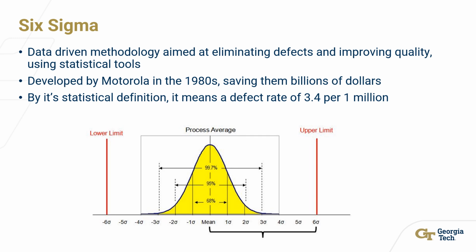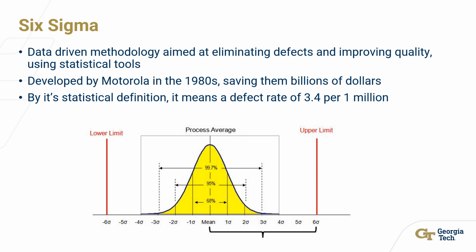The next topic is Six Sigma. This is a data-driven methodology aimed at eliminating defects and improving quality by using statistical tools. It was developed by Motorola in the 1980s, saving them billions of dollars. By its statistical definition, it means a defect rate of 3.4 per 1 million parts made.